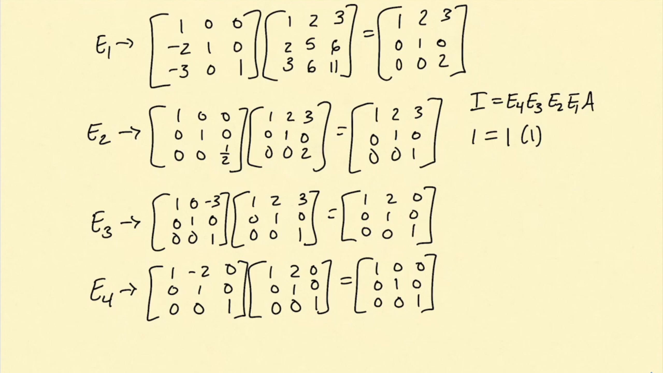Our second operation was a scaling operation. We scaled the third row by 1/2, so that has determinant 1/2. And our first operation was a combination of 2 replacements. Each of those replacements has a determinant 1, so when we multiply them together, we get the matrix E1. That determinant is also 1. So if we multiply both sides of this equation, then we'll see that the determinant of A is 2.